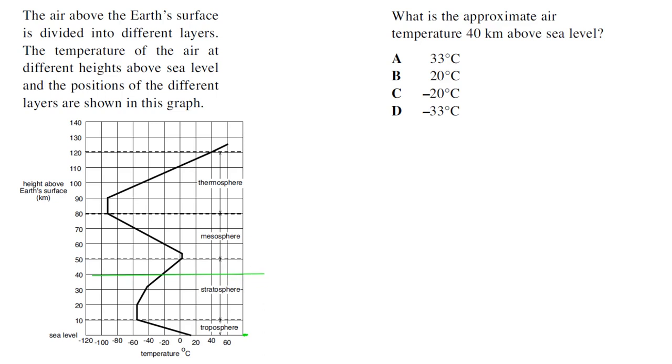We can see here that we are inside the stratosphere, and the temperature, so this line here, is represented by the black line, clearly, and the temperature itself is just here. And if we go down, we can measure that to be most closely approximately -20 degrees. So our answer here should be C, -20 degrees.